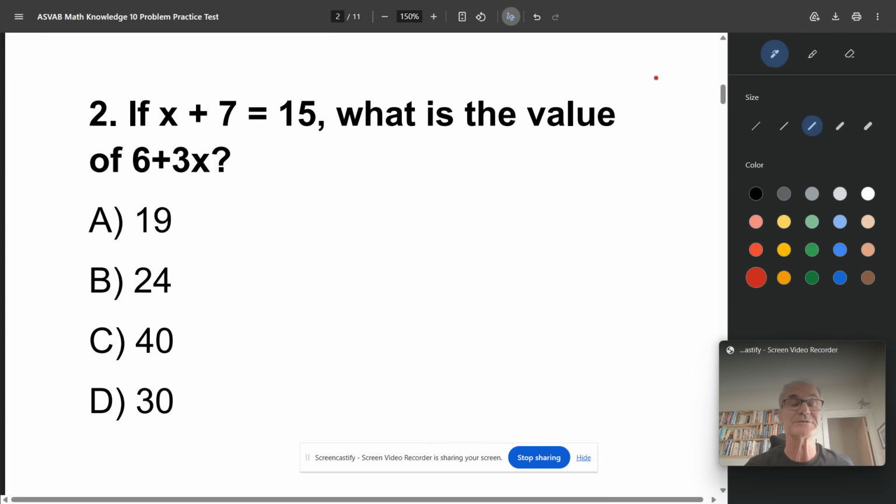All right, problem number 2, an algebra problem. Read it very carefully. Pause the video. Do this on your piece of paper. Unpause the video. Watch how I solve it.